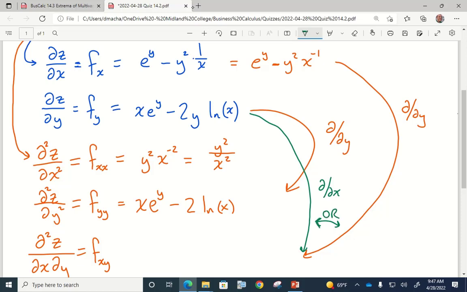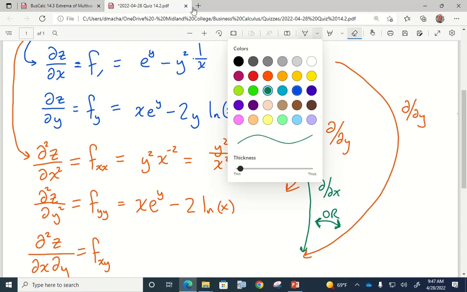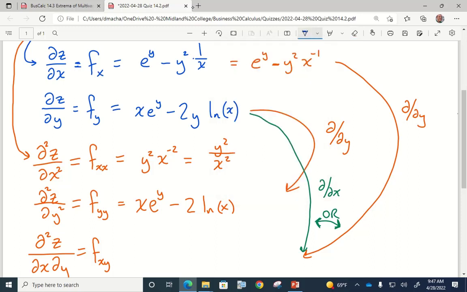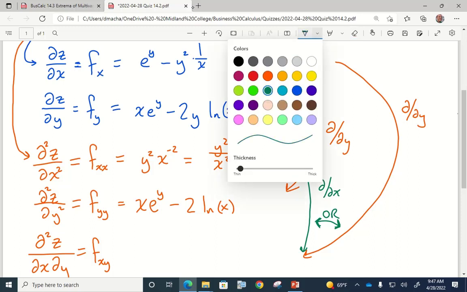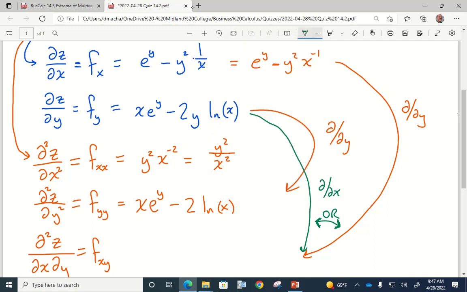I should get exactly the same answer, whether I'm doing this green route by taking the derivative with respect to y first and then taking the derivative with respect to x. Or if I do this orange route and I take the derivative with respect to x first and then take the derivative with respect to y, it's going to give me the same answer regardless. So like I mentioned last time, that's actually a good way to check your work. And so I'm going to do it both ways.